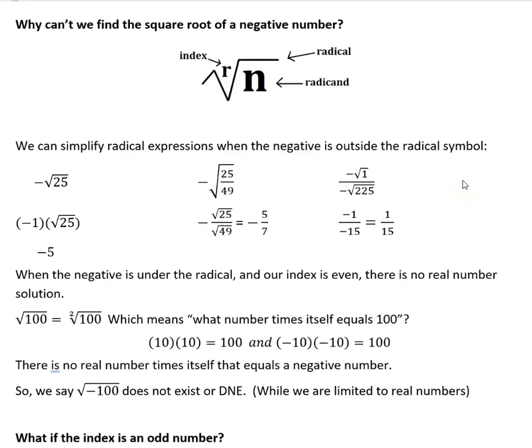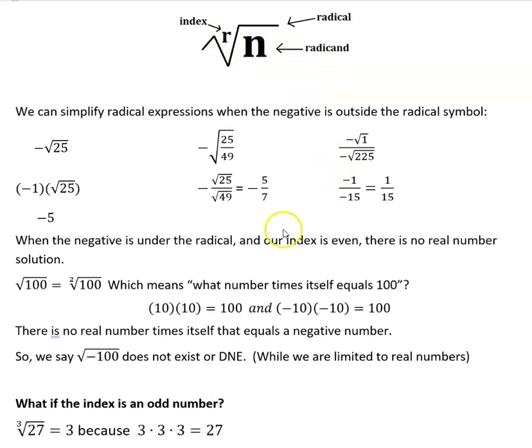But we can't put the negative under the radical symbol. Once we do that, and when our index is even, and if we're working with a square root of 2, 2 is an even number, then there's no real number solution. And why is that? Because the square root of 100 really secretly has a little 2 up there for an index. We don't see it, we assume it though, and that's an even number. And that means what the question is asking when you see that is what number times itself equals 100? And 10 times itself equals 100, or -10 times itself equals 100.